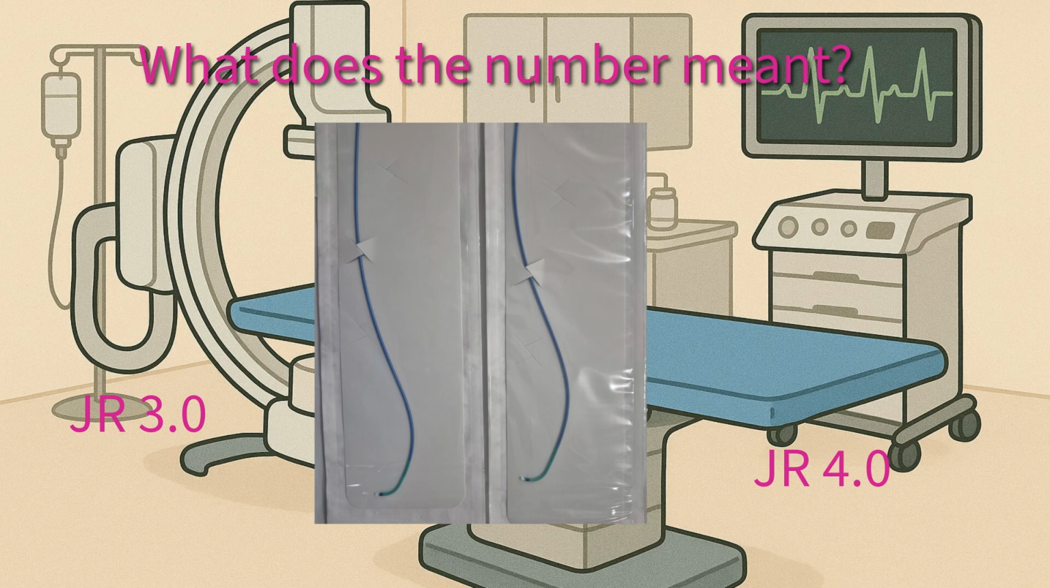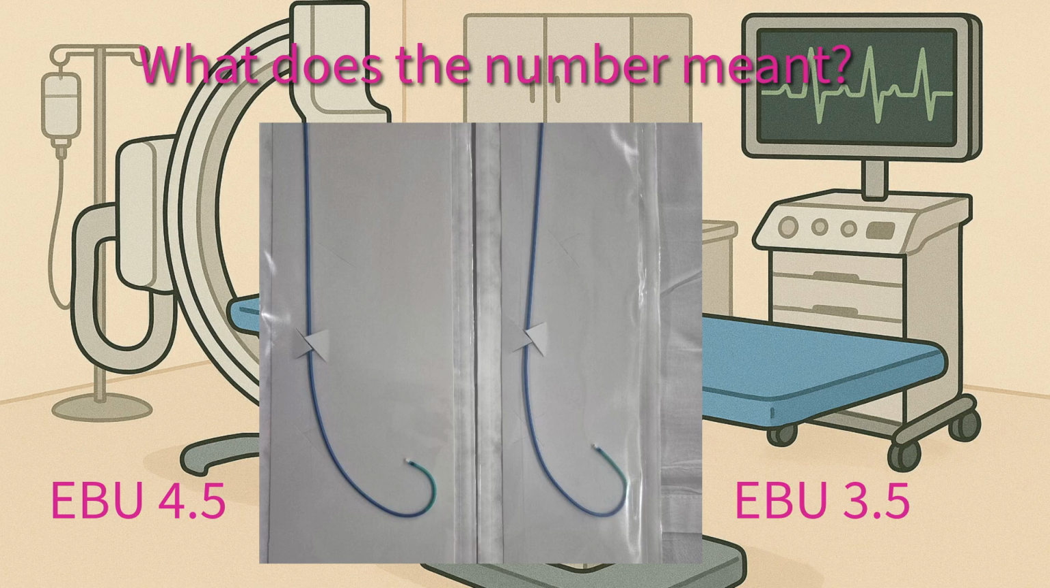What does the 4, 3.5 mean? It's just the size of the angle. So a JR3 has a smaller angle than a JR4. An EBU 3.5 has a smaller angle than an EBU 4.5. They're just the size of the angle. It's the same angle. It's just smaller or larger depending on the number that follows the name of the catheter.